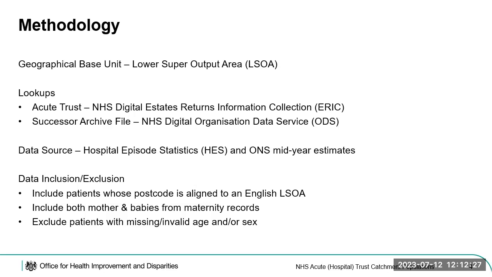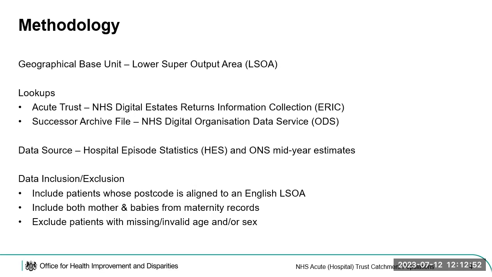So I get the full list of acute trusts from the NHS Digital Estates Returns Information Collection area called ERIC. I also get the full list of providers, because sometimes there is a disparity between the provider names on the ODS acute trust lookup and the estates one. So just to make sure that we're using ones that everyone recognizes.